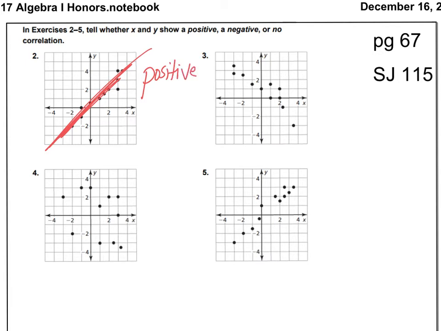How about these data points? They tend to be trending in a negative direction. And number 4, can you see any kind of line being drawn through those data points? No, so there's no correlation. I'm going to put none. And for number 5, what do you think? Is it positive, negative, or none? And hopefully you thought positive. Next example.